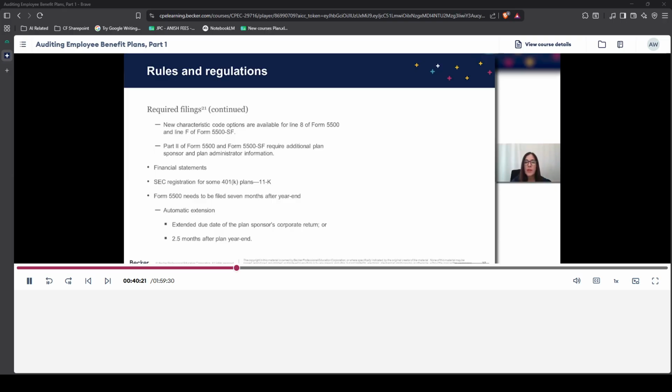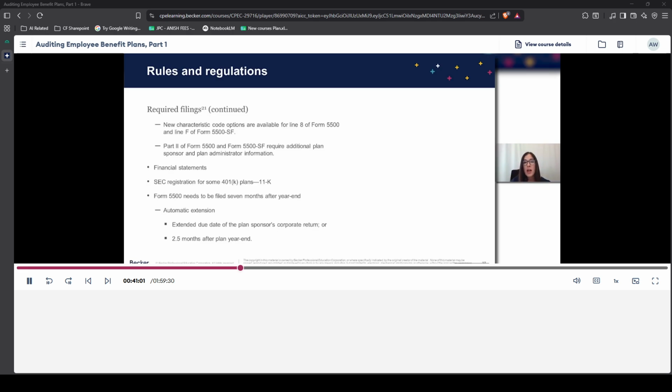The second way that the 5500 can be extended is based on the extended due date of the plan sponsor's corporate return. So, for example, let's say both the plan sponsor and the plan have a calendar year end. The plan sponsor extends their corporate tax return from March 15th, and the corporate deadline is now September 15th. The plan's 5500 is automatically extended up through the plan sponsor's corporate tax return extended due date of September 15th. And they don't have to do anything.